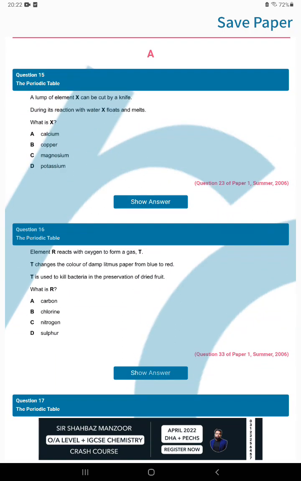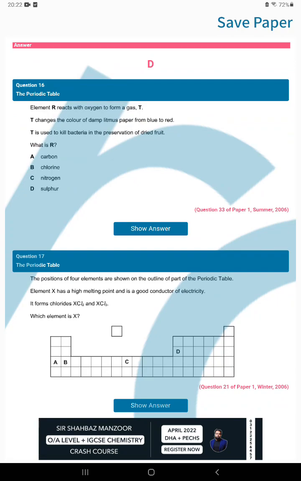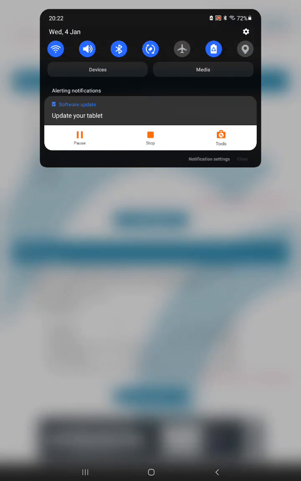A lump of element X can be cut by a knife. During its reaction with water, X floats and melts. What is X? Calcium, copper, magnesium, potassium. D. Potassium. Element R reacts with oxygen to form a gas T. T changes the color of damp litmus paper from blue to red. T is used to kill bacteria.